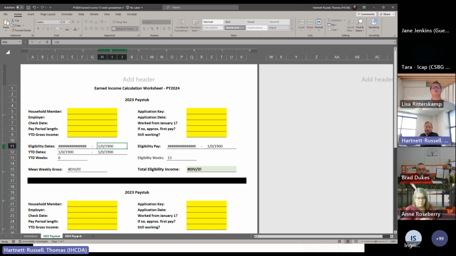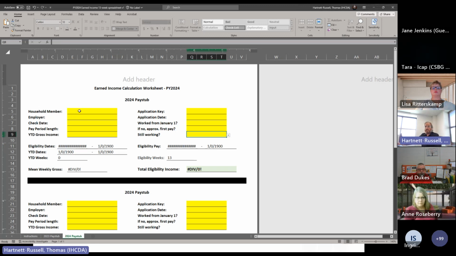So as a reminder on that one, Ash applied for EAP on April 15th, 2024, and he provided a pay stub from March 8th, 2024. So that tells us that the first thing we're going to do is make sure we are on the tab for the 2024 pay stub.